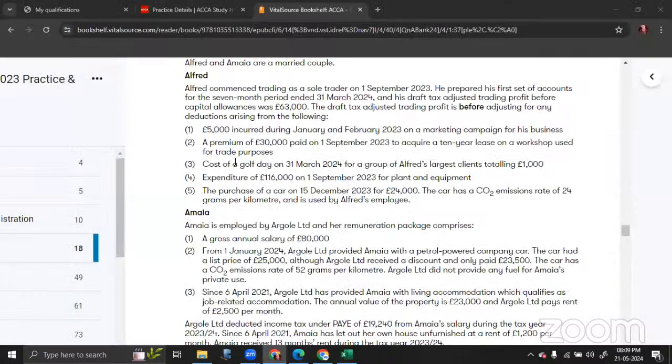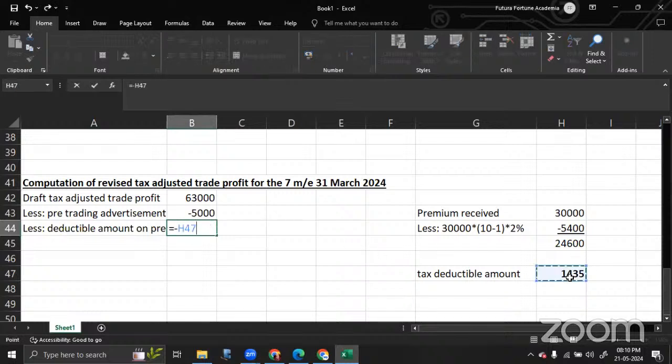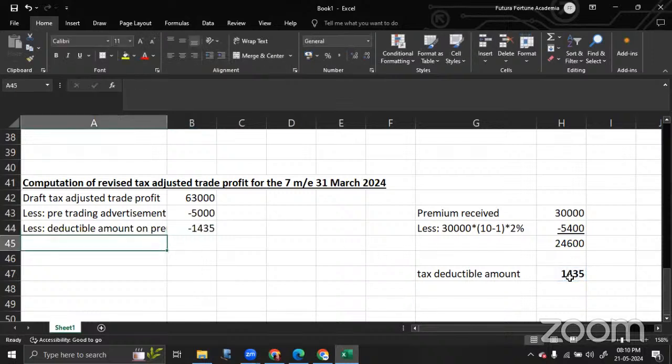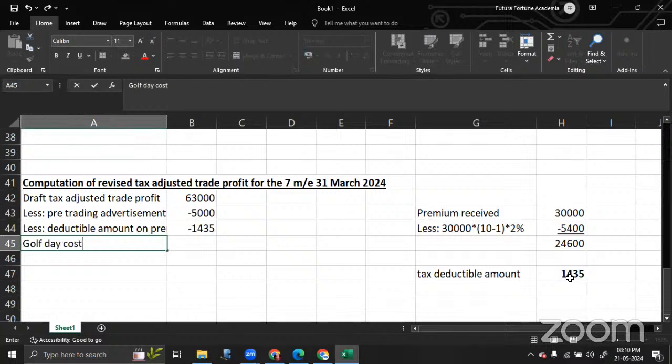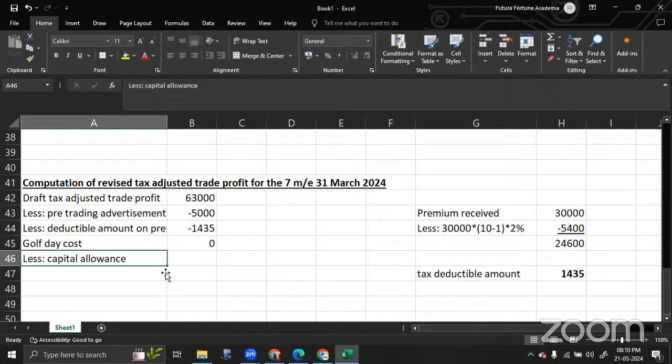And then there is golf day cost. So this amount is equal to 1,435. Then there is golf. It is non-deductible, so indicate 0. And finally, there is capital allowance. You have capital allowance on 2 items here, so I'll do a separate calculation for capital allowance.